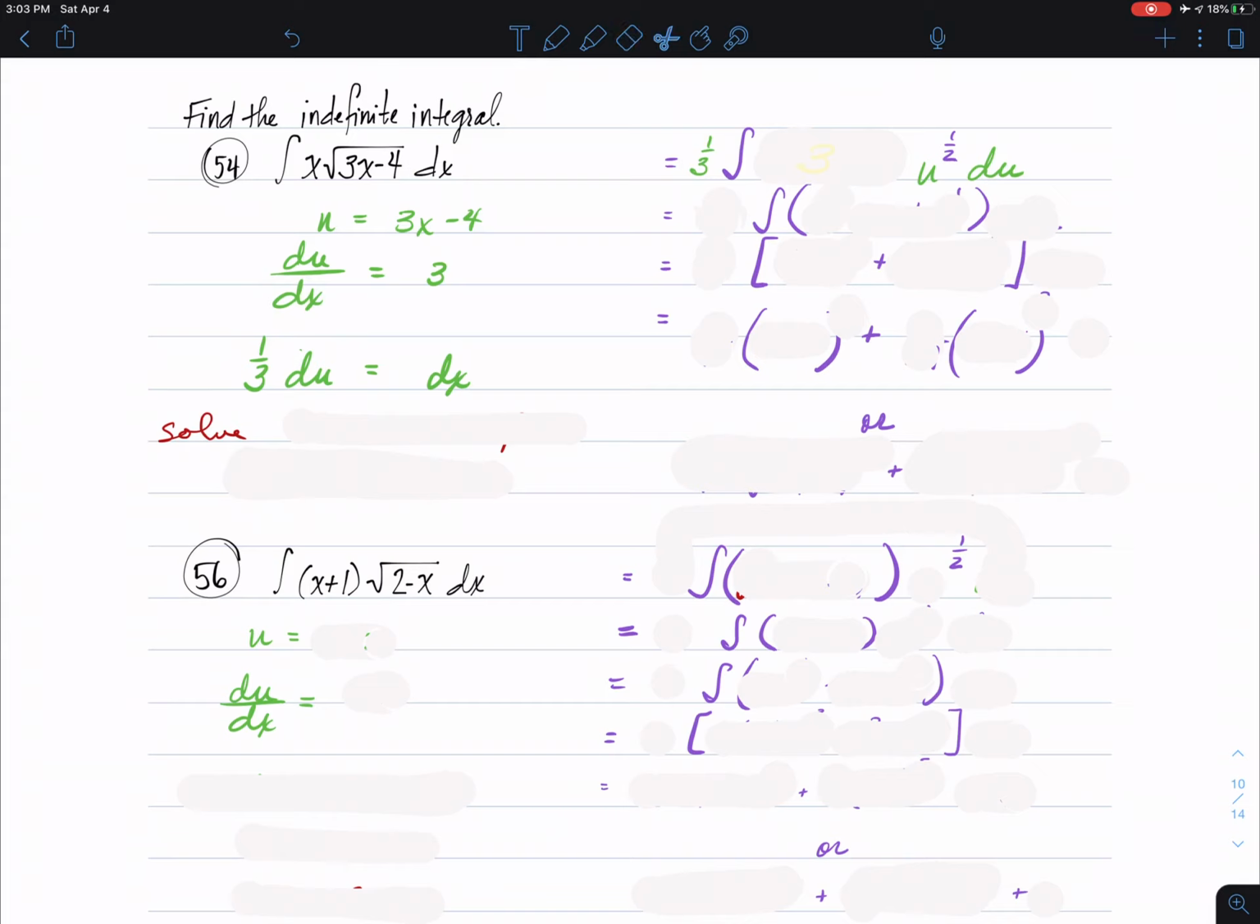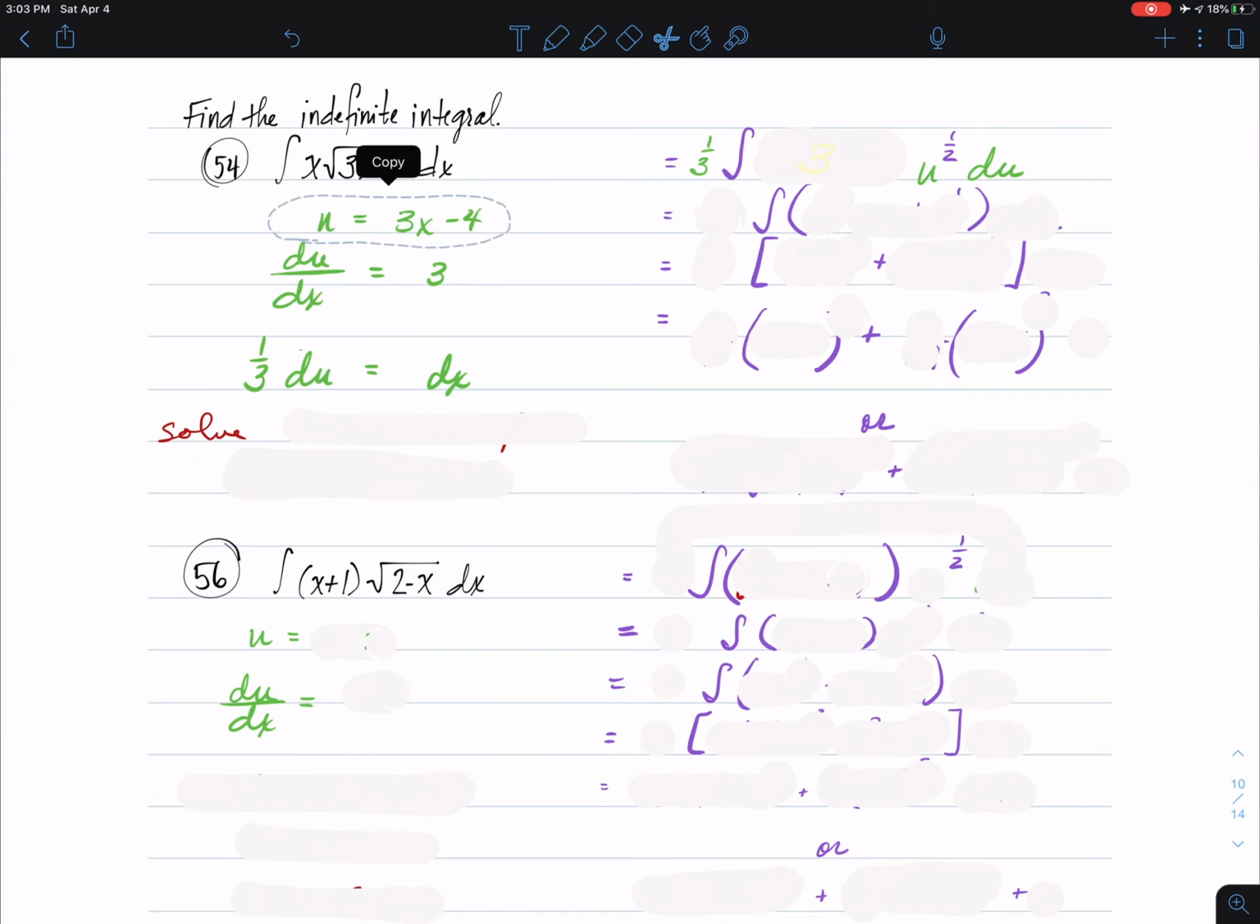The problem is that I have nothing to replace the x with. And remember, you cannot write this with any x's. It needs to be completely written with nothing but u's and du's. So what I'm going to do here is I'm going to take this original u equation that we created, and let's just solve for x.